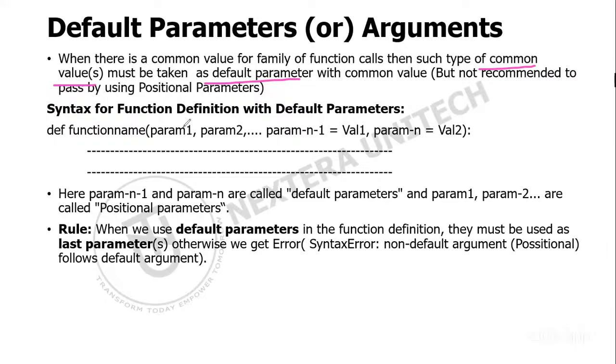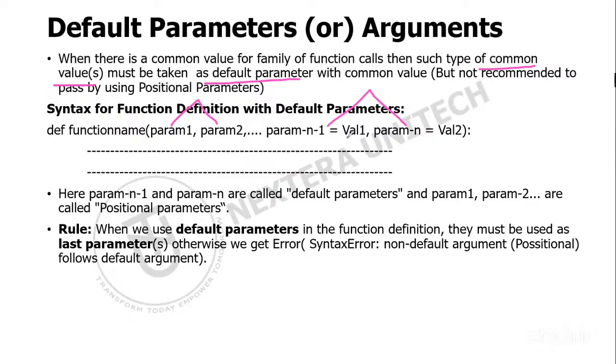If you see here, param 1, param 2, param n minus 1 is equal to value 1. Param n is equal to value 2. So these both are nothing but default parameters. Why? Because when I'm defining the function itself, I'm also coming up with the default value for them. Value 1 will be the default value for param n minus 1. Value 2 will be the value for param n. But param 1 and 2 are called positional, guys.